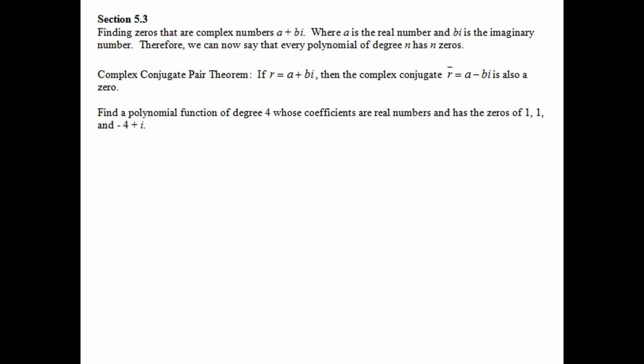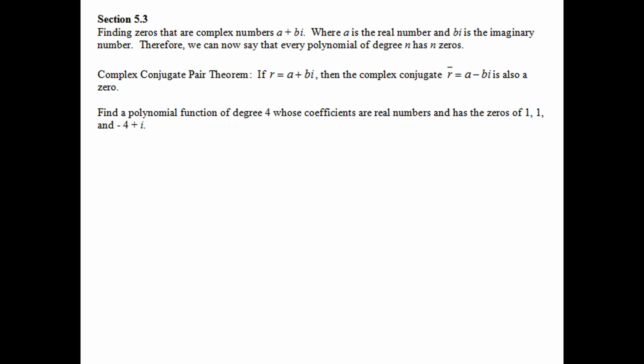Now we have what's known as the complex conjugate pair theorem, which basically states that if you have an a plus bi, you have to have an a minus bi. I'm not too big on this notation with the r and the r bar on the top. Just know that you can't have one without the other. So the author will use this theorem to try to give you trick questions.